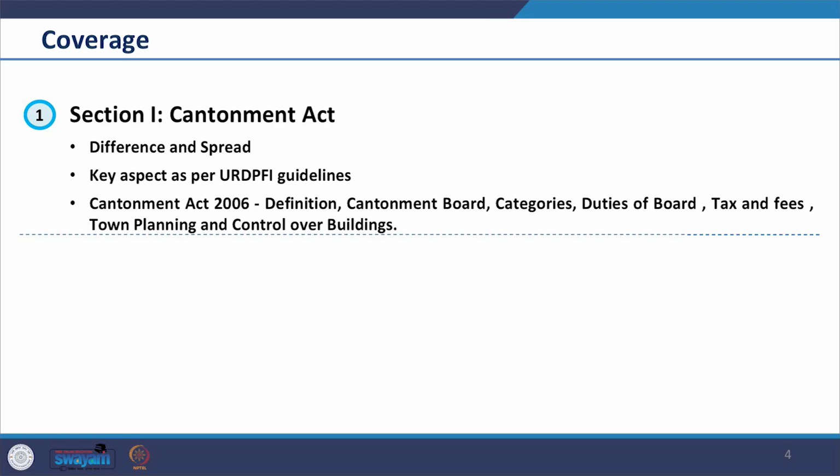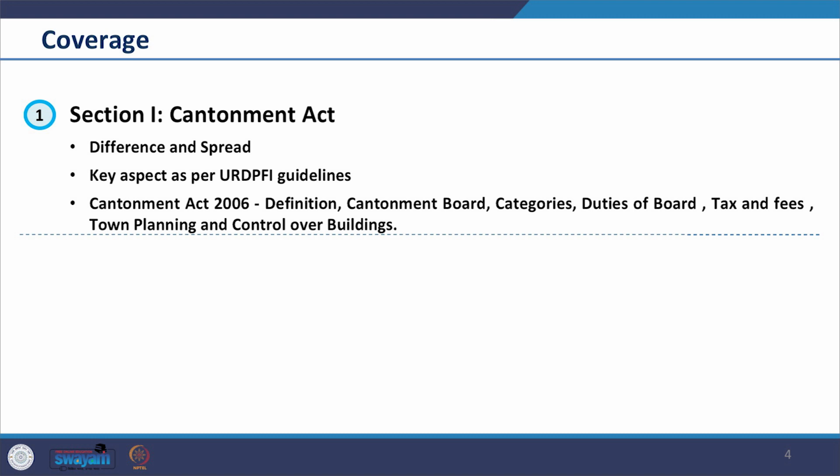So our coverage of Section 1 will include cantonment, understanding of cantonment, looking at the difference and the spread of the cantonment areas across the nation. Then we'll look at the key aspects as per the URDPFI guidelines. Thereafter, we'll look into particular act, Cantonment Act of 2006.